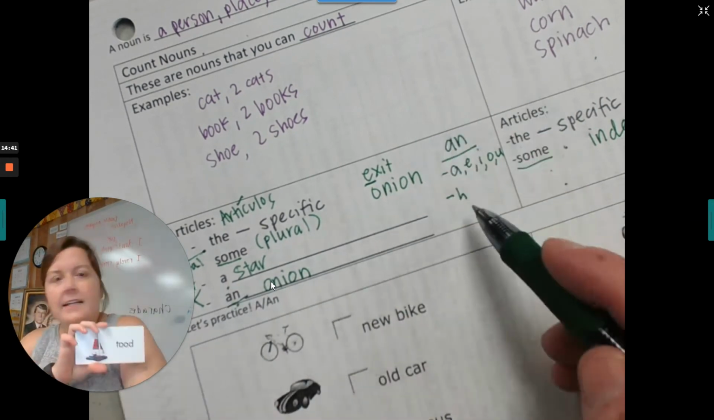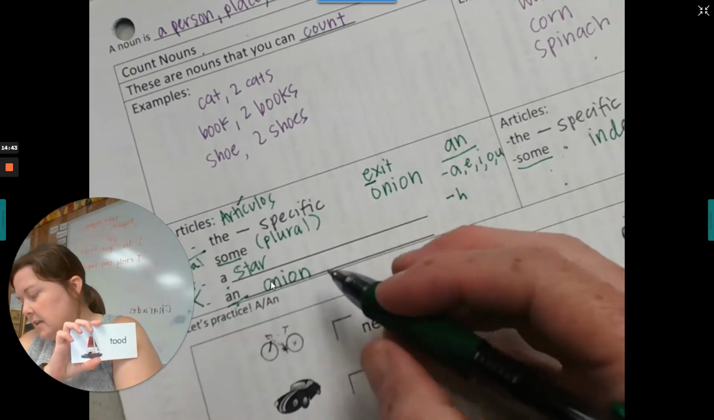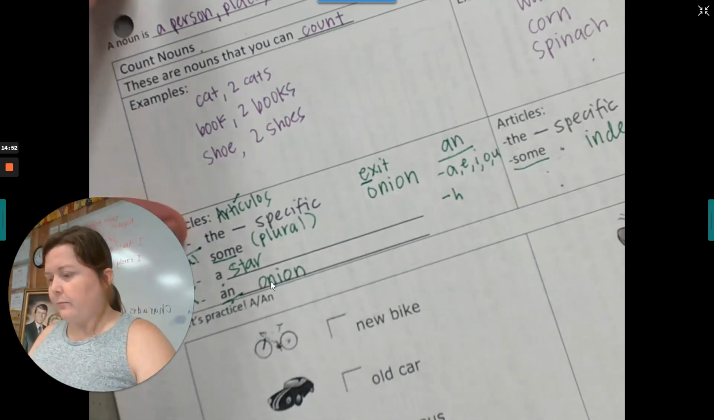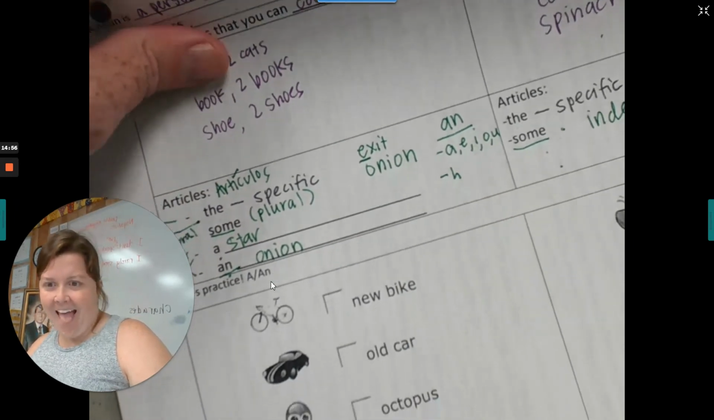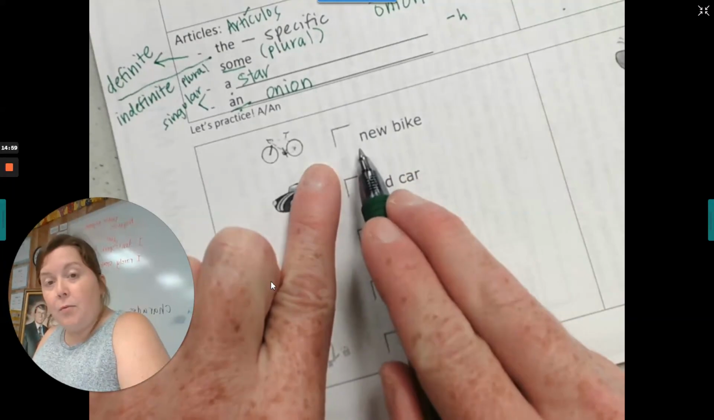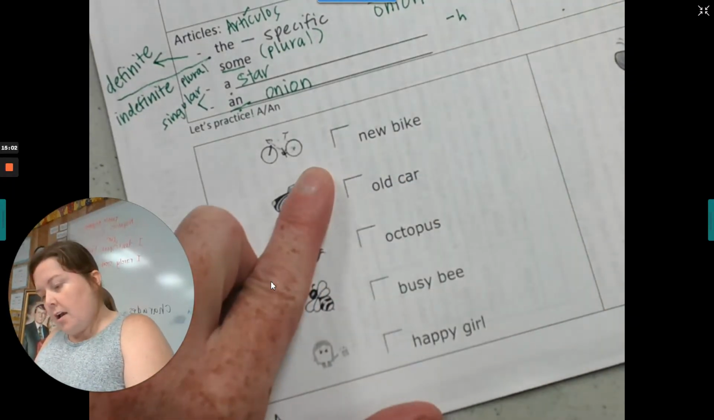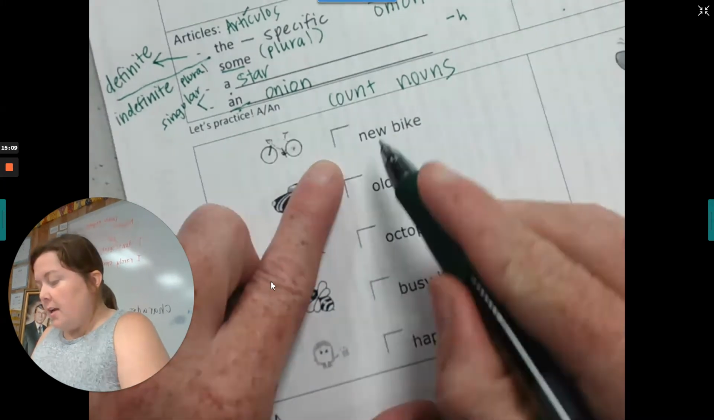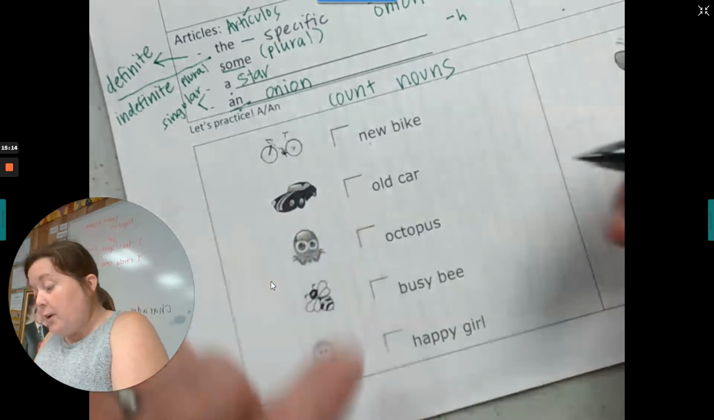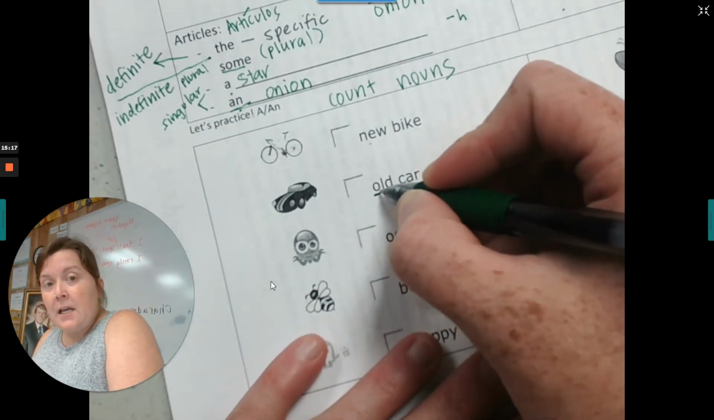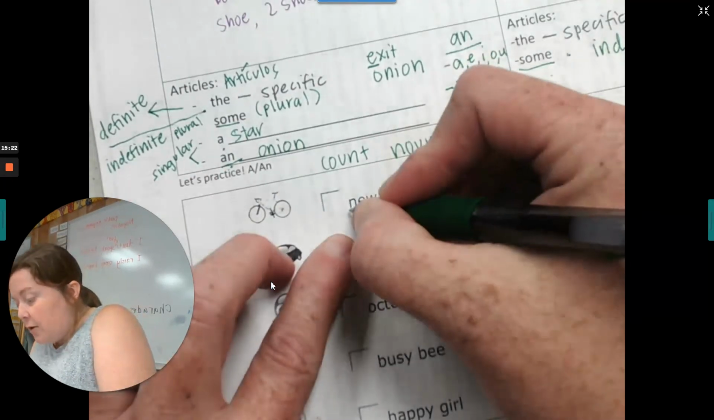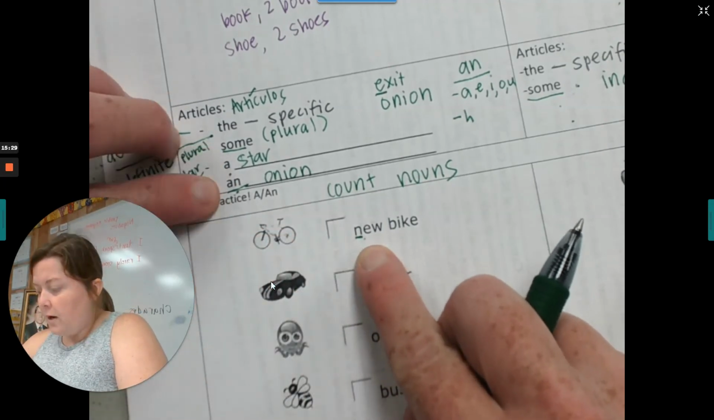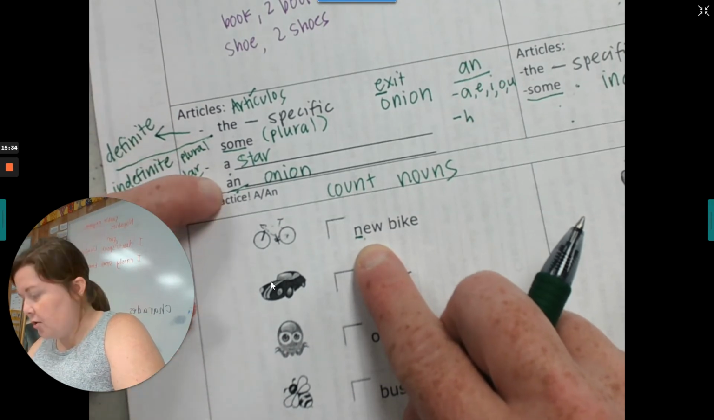So we're going to do a practice real quick, and then you'll be done for today with the video. Not with your homework. So here we're going to practice a or an, because these are all count nouns. New bike. When there's an adjective, you can use the adjective. So new bike, we're looking at the N. Are we going to use a or an? We're going to say a, right? N is not one of the vowels and it's not an H sound. So a new bike.